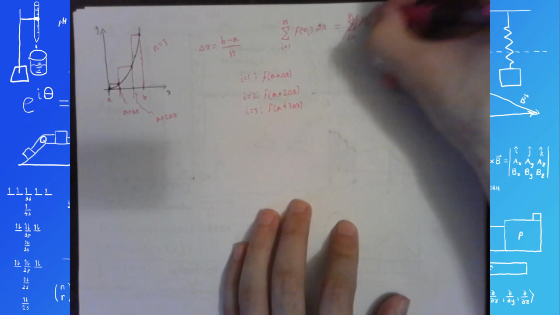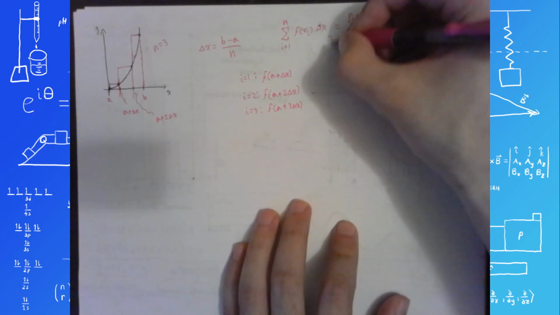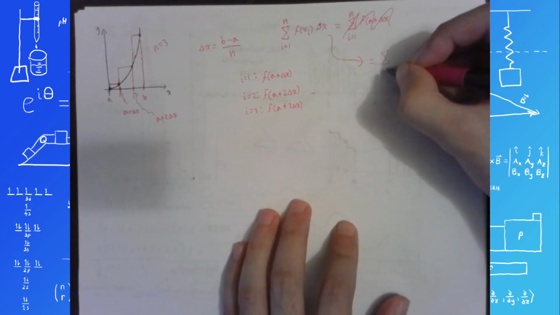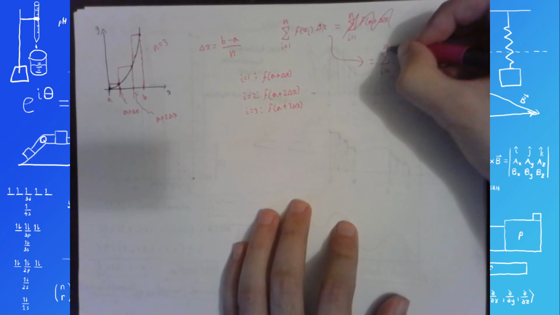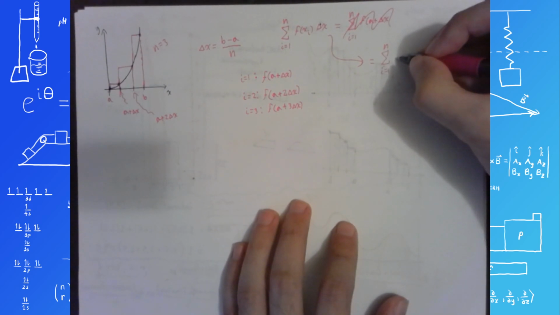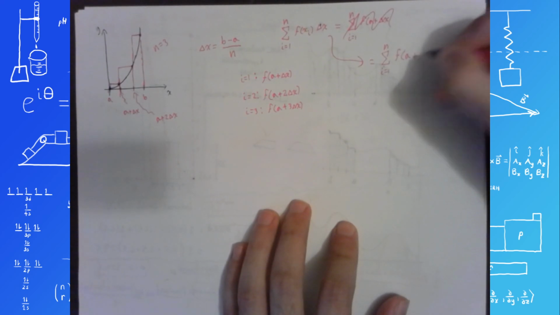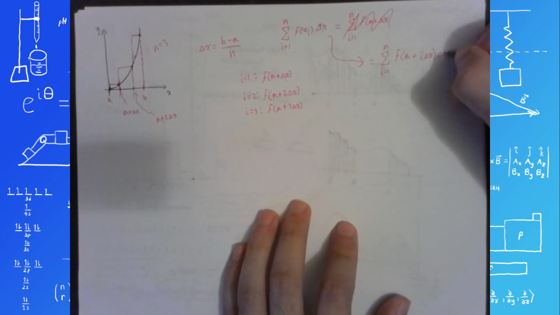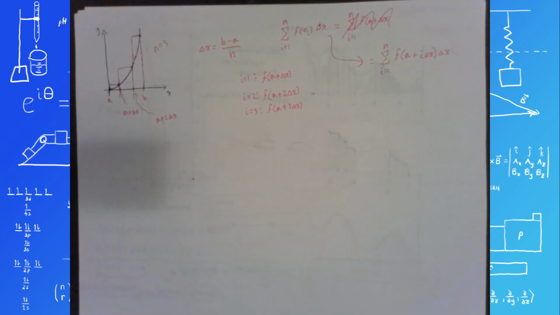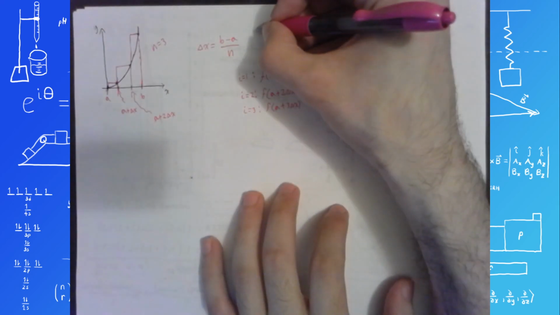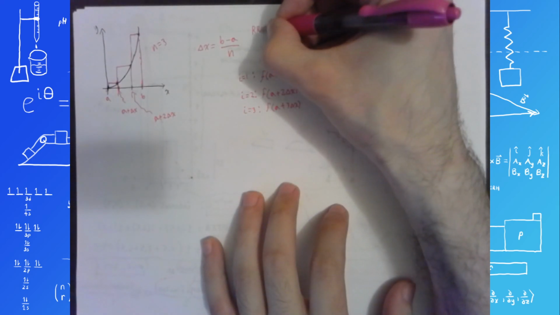Let me scrap this and try again over here. i equals 1 up to i equals n. We have f of a plus i delta x as the height, multiplied by the width, which is delta x. Okay, there we go. So that is our right rectangular approximation. This is our right RAM.